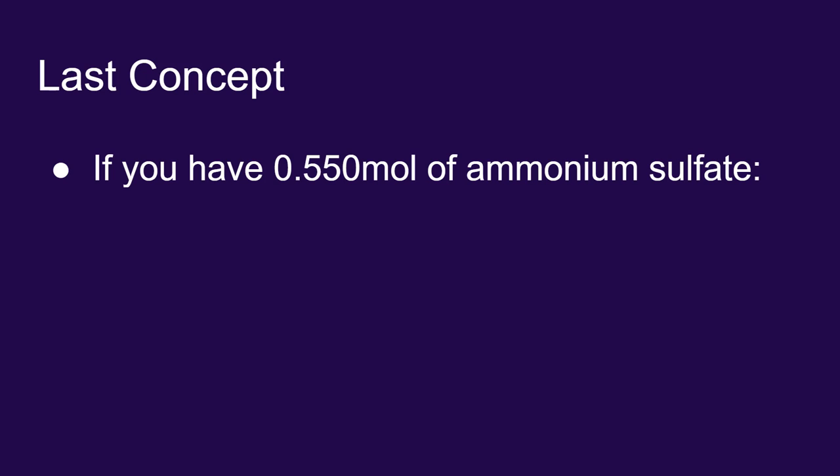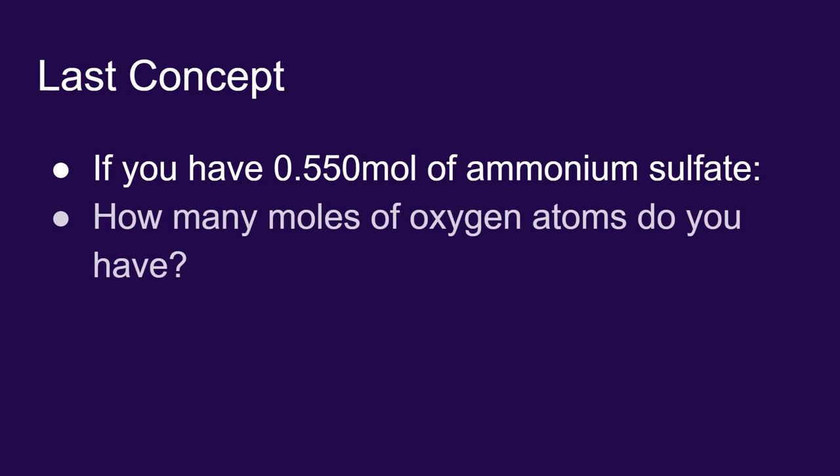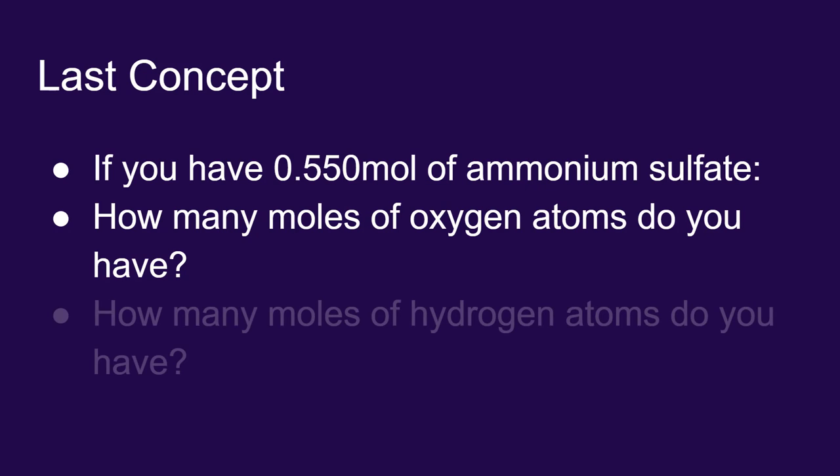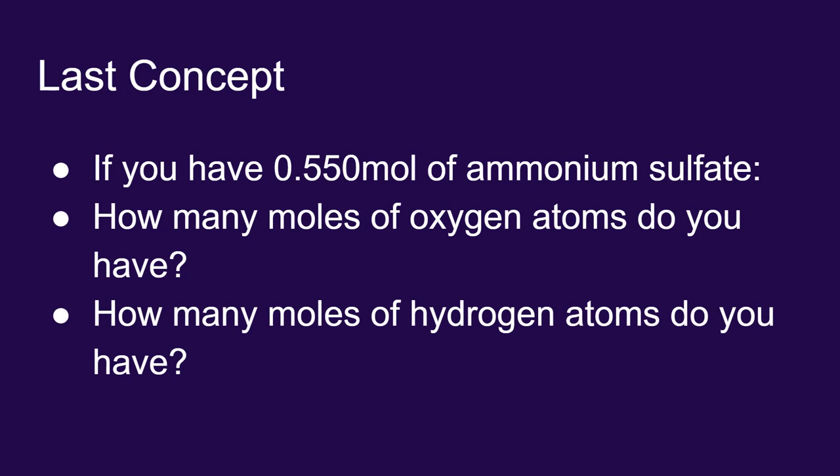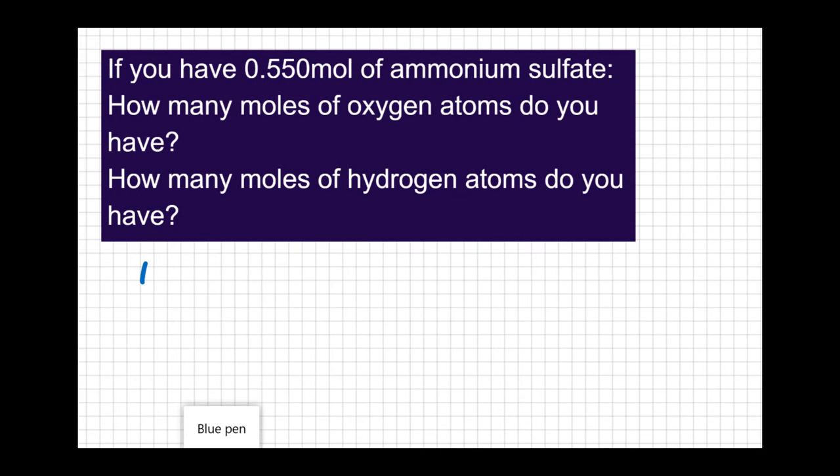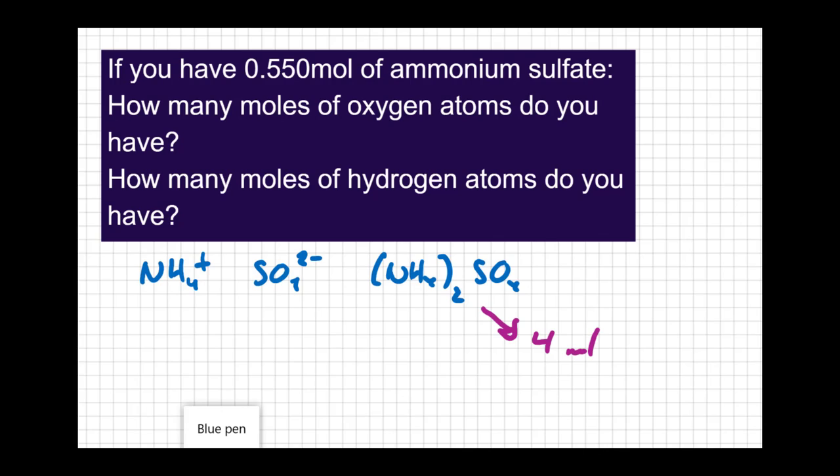If I have 0.55 moles of ammonium sulfate, I would like to know how many moles of oxygen atoms are present and how many moles of hydrogen atoms are present. Ammonium sulfate contains the ammonium ion NH4+ and the sulfate ion SO42-. So ammonium sulfate is (NH4)2SO4. That means every 1 mole of ammonium sulfate contains 4 moles of oxygen, and every 1 mole of ammonium sulfate contains 8 moles of hydrogen.